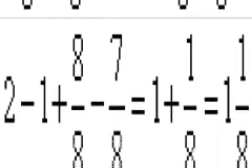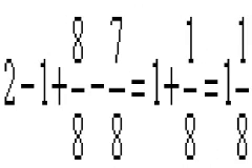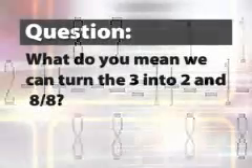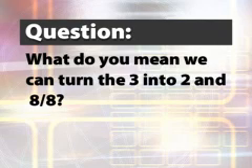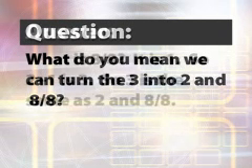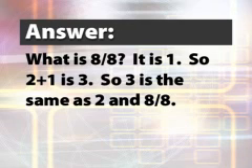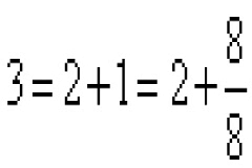Of course, there is another way you can do this. You can turn the 3 into 2 8/8. Then we can subtract the integers and subtract the fractions to finally get 1 1/8. What? What do you mean we can turn 3 into 2 8/8? Well, what is 8 over 8? It is 1, right? So 2 plus 1 is 3, so it is the same. Here is another way to look at the problem. 3 is equal to 2 plus 1, right? And you can rewrite 1 as 8 over 8. So we have 3 is 2 8/8.